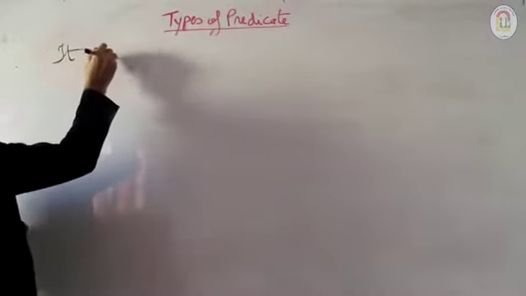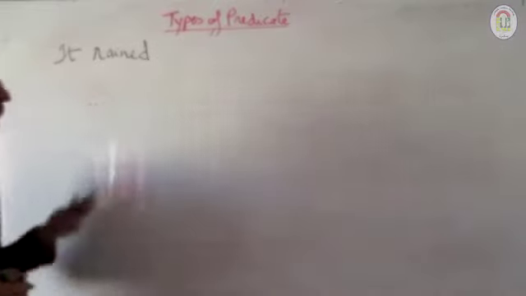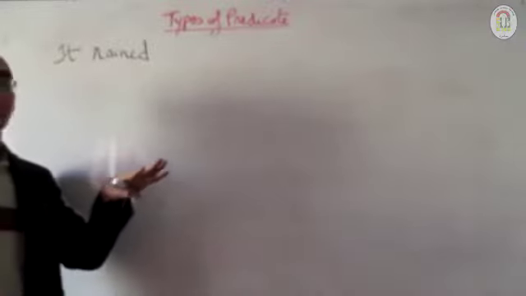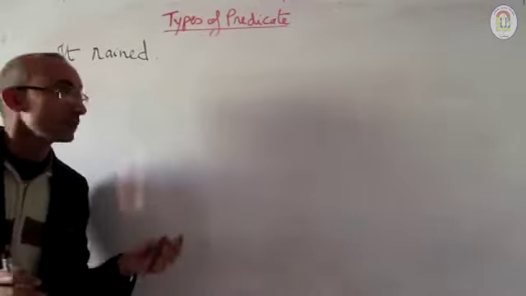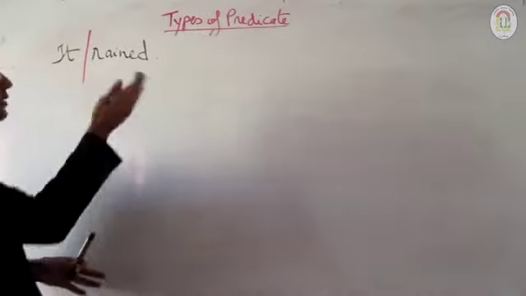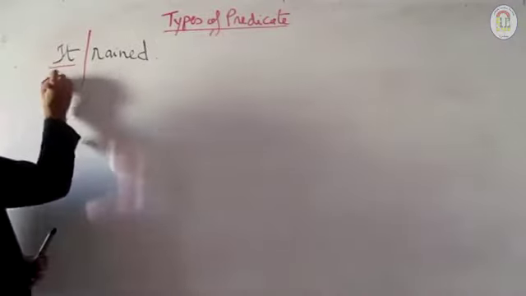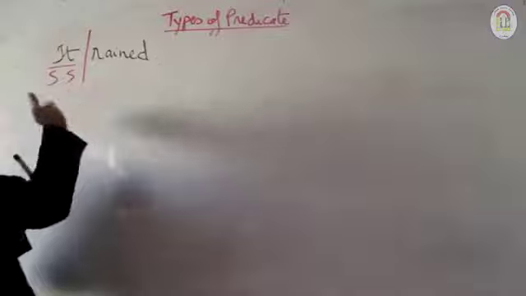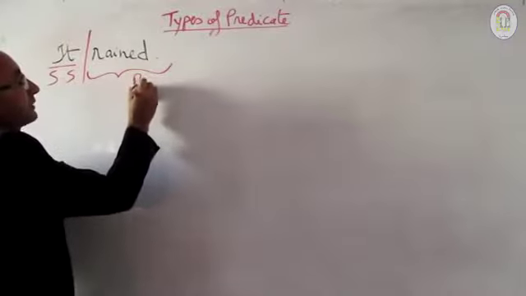It rained. So here is my first example, which represents a simple sentence. And like any other simple sentence, this one also consists of the two major parts, which are the subject and the predicate. In this example, I have the single pronoun "it", which represents my simple subject. Now, let's look at the second major part, which is the predicate.